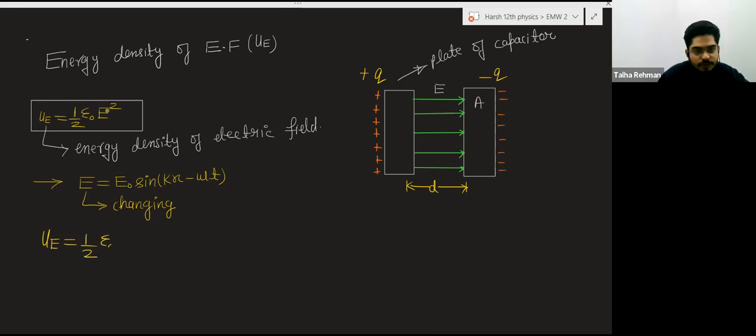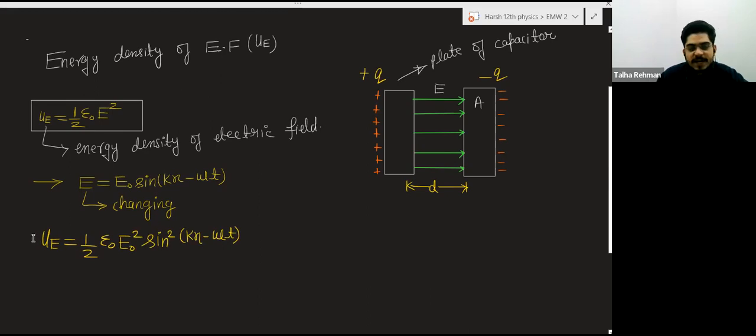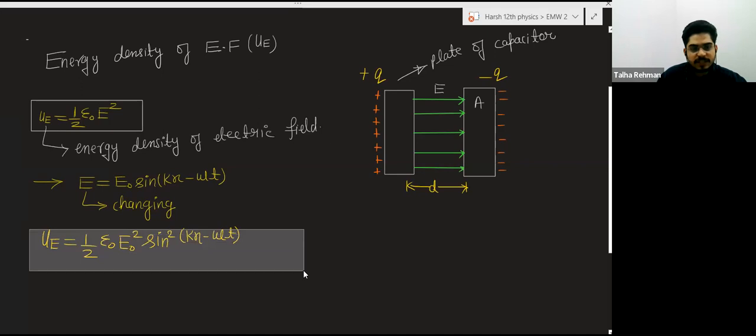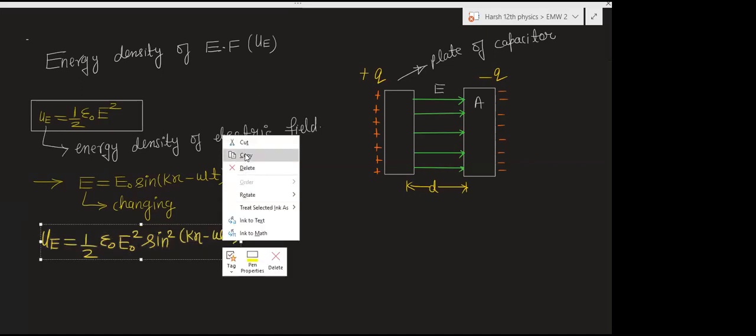So you will get half epsilon naught into E naught square, and since this term is squared, you will get E naught square sine square(kx minus omega t). Now this is what? This is the energy density corresponding to the electric field.